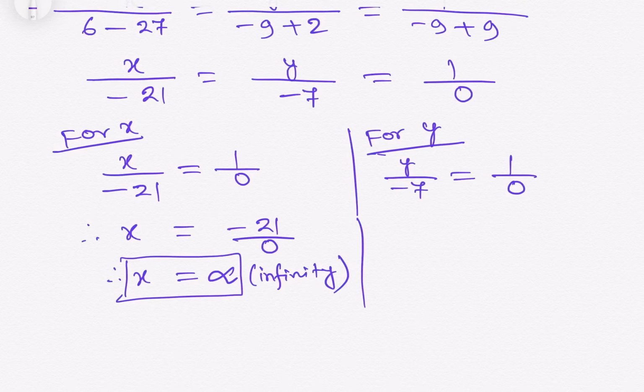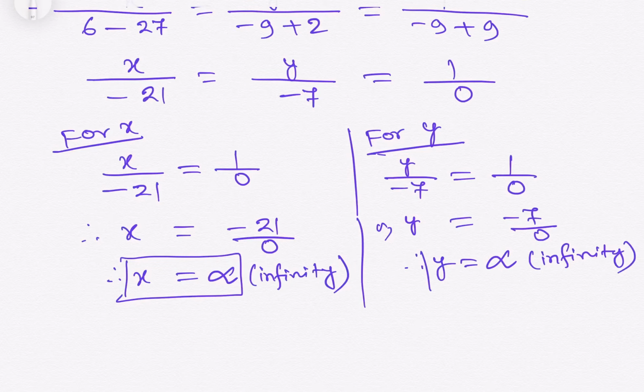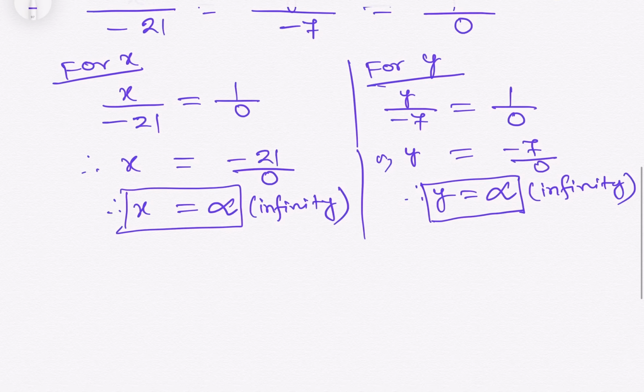And the value of y equals minus 7 by 0, so y equals infinity. We see that both variable values are infinity. This means we will not get any intersection point of these two linear equations when we solve. This means these two lines are parallel. When two lines are parallel, they have no solution, and they do not intersect each other.